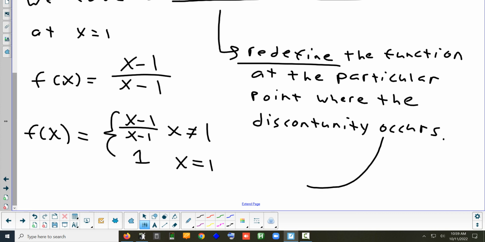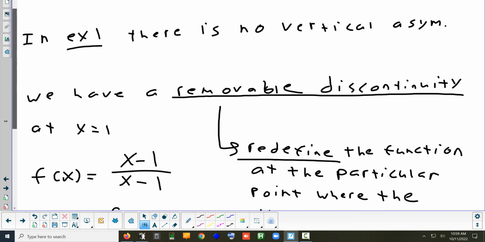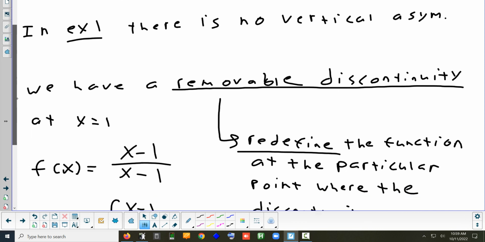Something that curves up like that and down like that, that's not even close to connecting. It's not like I just have to fix a little hole and it'll connect. That's a huge problem. So an asymptote is not considered a removable discontinuity. That's a big problem. A hole is not a big problem.